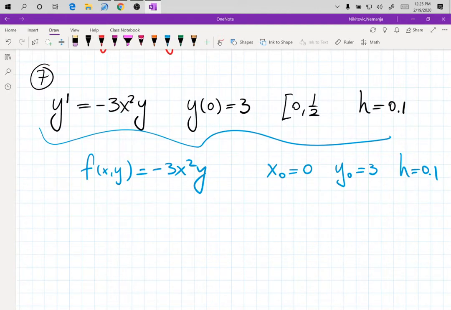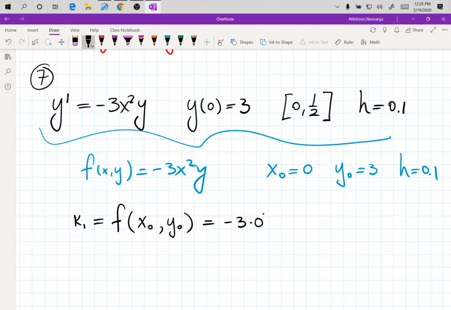Now, obviously, we can battle that if we just do this and exclude 1/2. Then you have 5 calculations. But let's not. We're not going to calculate anyway. So that's what the software is for. First order of business for improved Euler's method is to calculate K1. Boom, K1. And that is going to be f of x0 and y0. In our case, negative 3 times 0 squared times 3, which is a 0.